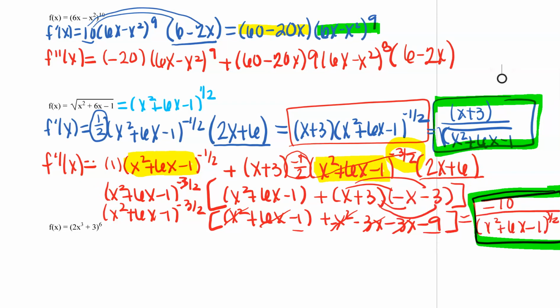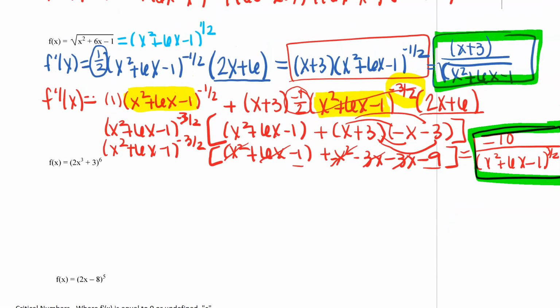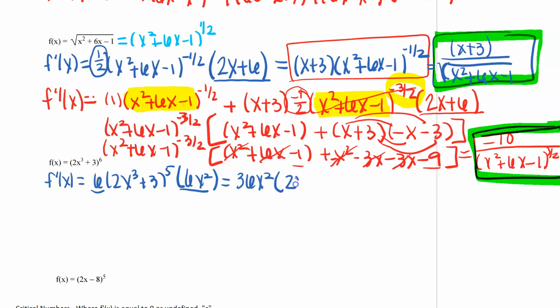Now that I've scared you with that one, let's do two more examples. And so let's do this one. What would be the first derivative? That would be 6 times 2x cubed plus 3 to the 5th times the derivative of the inside, which would be 6x squared. Cleaning that up, I think that phrase scares you now. That gives me 36x squared times 2x cubed plus 3 to the 5th.